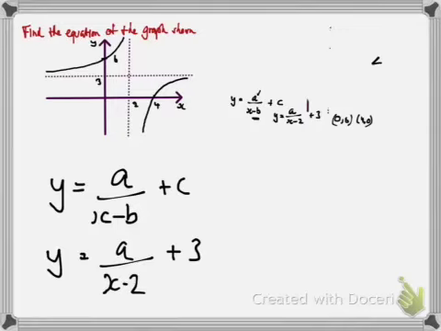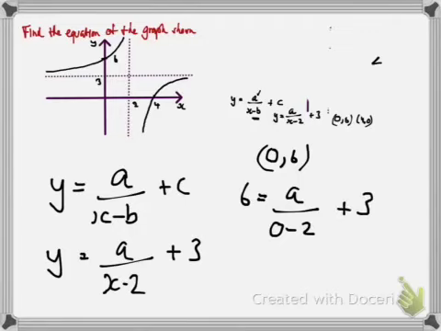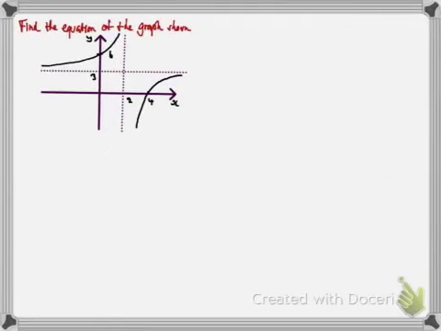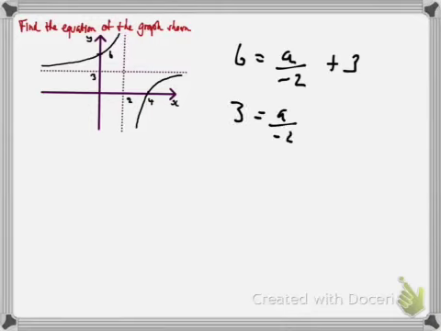We use one of our points. Okay, so which point should we use? Can you use any of them? Yeah, I'm going to use (0, 6), because I think (4, 0) could be a problem. So, y equals 6 equals a over 0 minus 2. See how, Ashley, it's the same method? Get the points you know and then use a point to find the unknown. So 6 equals a on negative 2 plus 3. We take 3 from the left, we get 3 equals a on negative 2. a will equal negative 6.